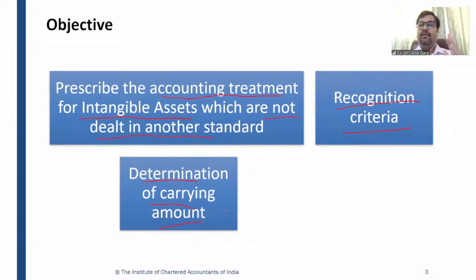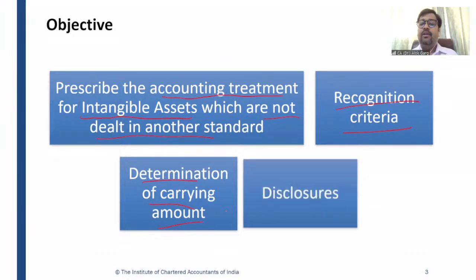There are three names of depreciation. One is depreciation. The second one is amortization. The third one is depletion. Depreciation is used for tangible assets. Amortization is used for intangible assets. Depletion is used for mining assets, right? Mining, M-I-N-I-N-G, mining assets. Then of course, the standard also talks about the disclosures.